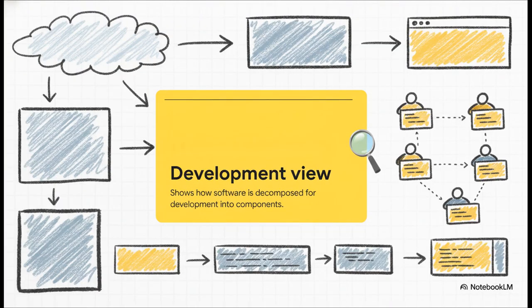Then we've got the development view. This one shows how the software is broken down, or decomposed, into specific components, modules, or packages. This view is tailor-made specifically for the software development teams and their managers. It directly answers the question, how on earth do we divide this massive project into smaller, manageable pieces so that different programmers can write the code without constantly getting in each other's way?